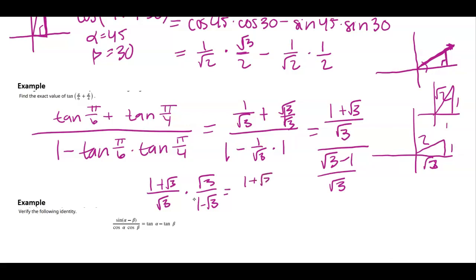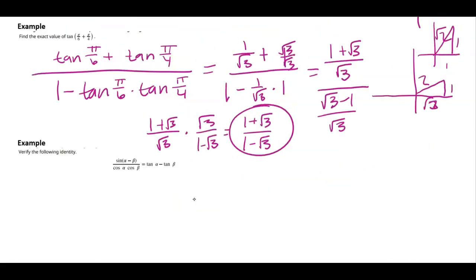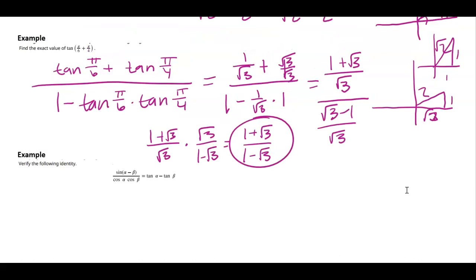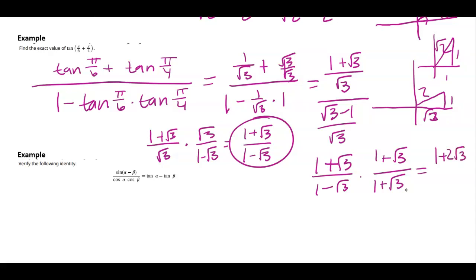I'm going to get 1 plus root 3 over 1 minus root 3. And then I want to show you how it would be if you did want to rationalize the denominator here. So I would multiply by the conjugate. And so I end up getting 1 plus 2 root 3 plus 3 in the top, and then 1 minus 3 in the denominator. And so I would get 4 plus 2 root 3 over negative 2, or negative 2 minus root 3.